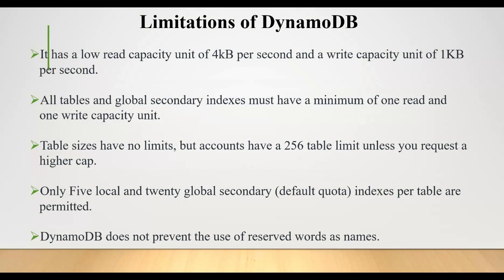Also, all tables and global secondary indexes must have a minimum of 1 read and 1 write capacity unit. So it contains at least the minimum 1 read and write capacity in all the tables and the secondary indexes. And also, the table size has no limits, but accounts have a 256 table limit unless you request a higher cap.